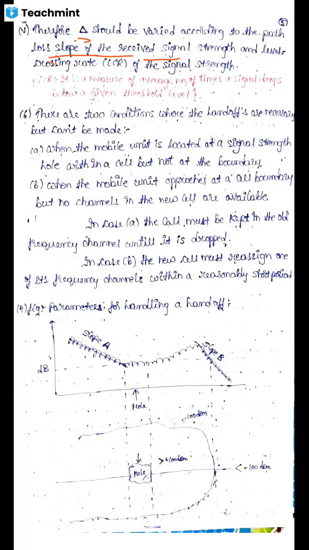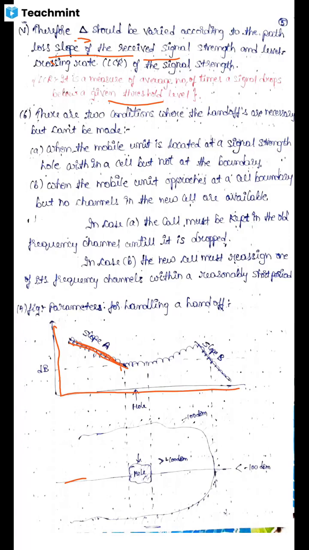In the path loss slope we can find out where there are low signal spots and where there are high signal spots. When there are low signal spots, the handoff is applied, and when there is high signal strength, handoff is not applied. So based on the path loss slope of the received signal strength, delta should be taken. See here in the graph, this represents dB. Here the path loss slope has good signal, so no handoff is initiated.